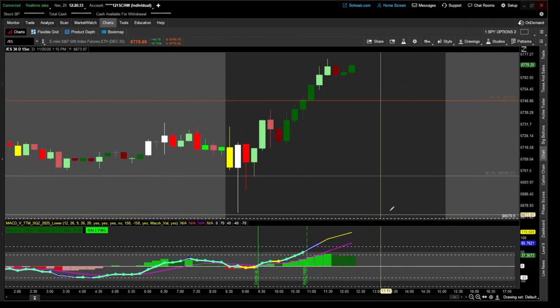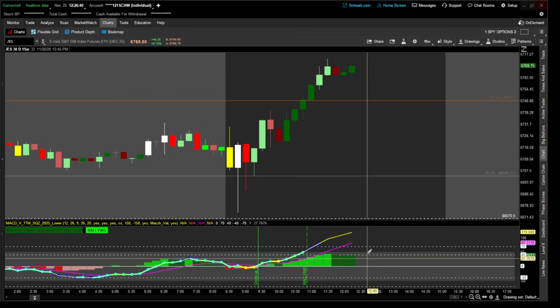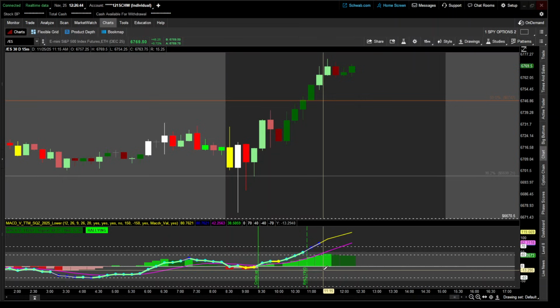Let me get that off the screen. You can see right now we've crossed up while above 50. That's what this shaded box represents: positive 50 and negative 50. And now we're rallying.